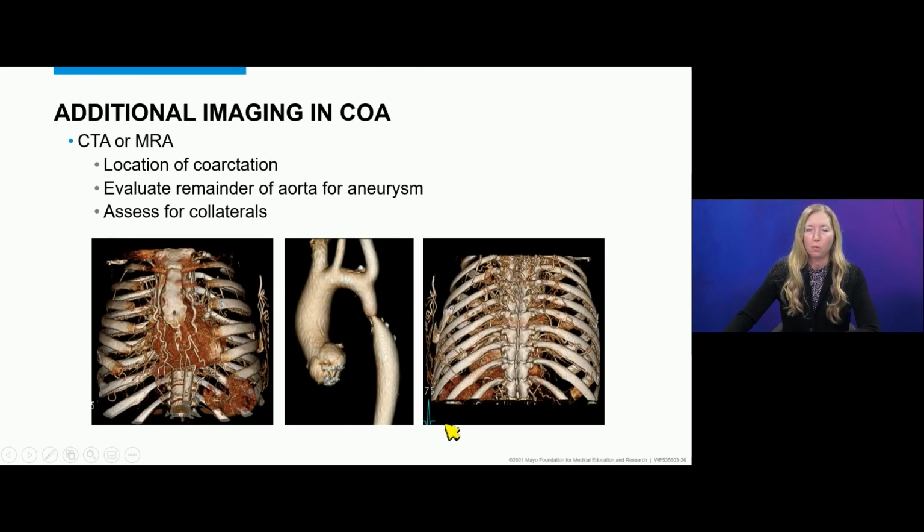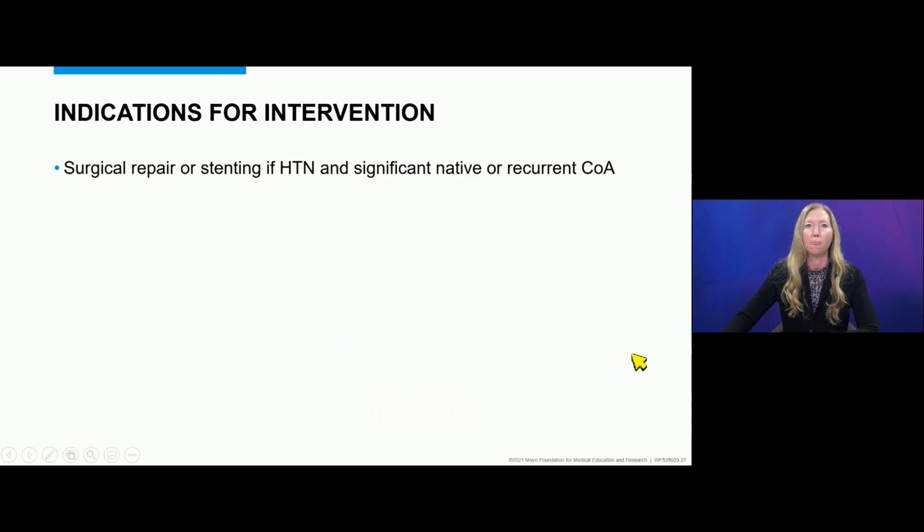All adult patients require cross-sectional imaging to better understand the anatomy. You're looking to see where the coarctation is located. This helps you decide how you're going to treat the patient. Is the arch hypoplastic? Is there an aneurysm of the ascending or the proximal descending aorta? And are there a lot of collaterals, which you see in most adult patients who have a significant coarctation, because that's how they maintain perfusion to the lower half of the body.